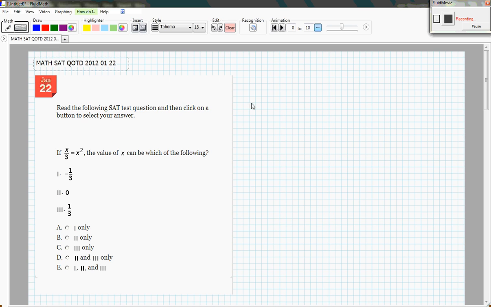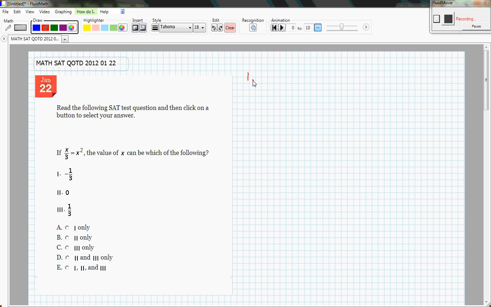This is the January 22nd SAT question of the day. If x over 3 equals x squared, the value of x can be which of the following? There's a couple of ways to do this.